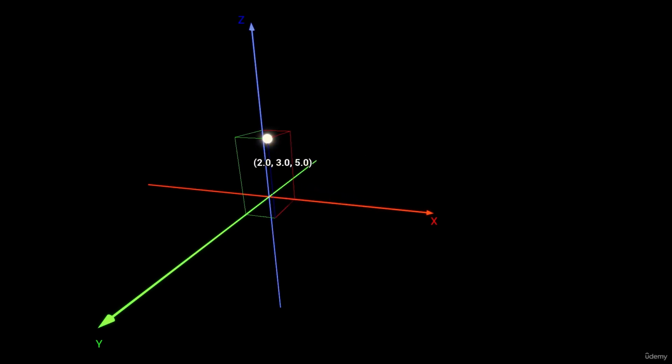In any coordinate system, the point where all coordinates are equal to 0 is called the origin. This is where the axes intersect. In 3D, it's the point 0, 0, 0. In 2D, it's the point 0, 0. And in one-dimensional space, it's just the coordinate 0.